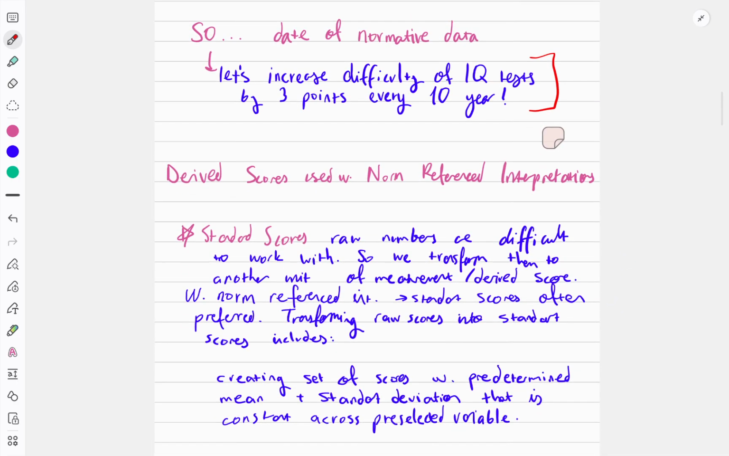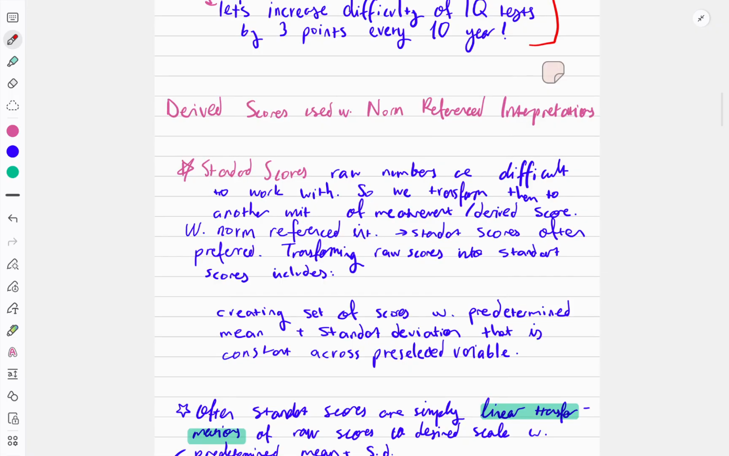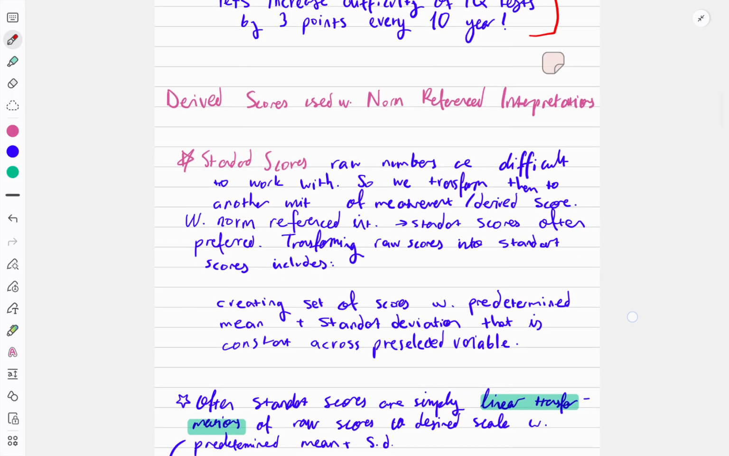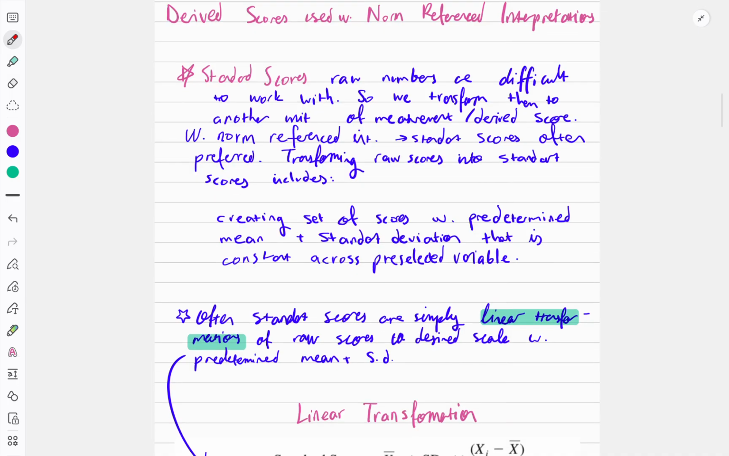So we can also use derived scores with norm reference interpretations. Like we have standard scores. Raw numbers are difficult to work with, so we can transform them to another unit of measurement or derived score. With norm reference interpretations, standard scores are often preferred, and transforming raw scores into standard scores includes creating a set of scores with a predetermined mean and standard deviation that is constant across a pre-selected variable.